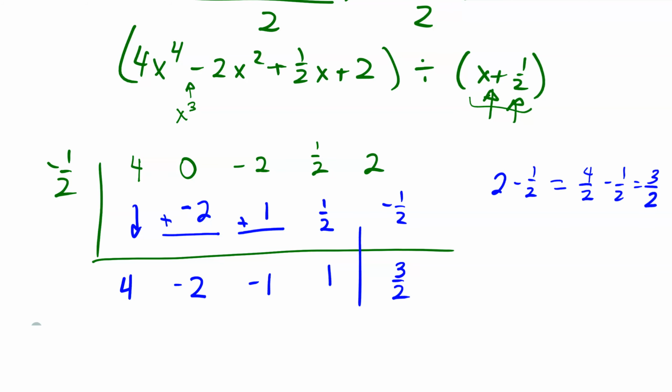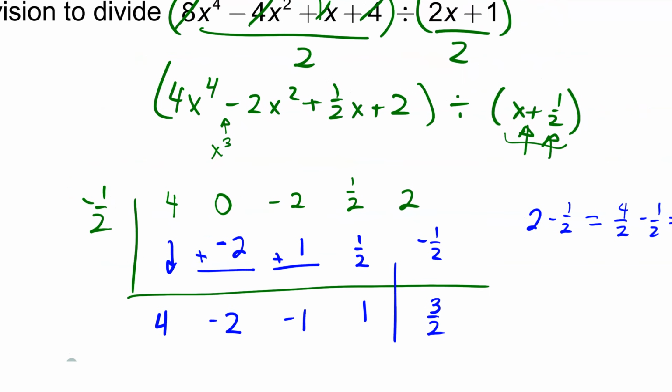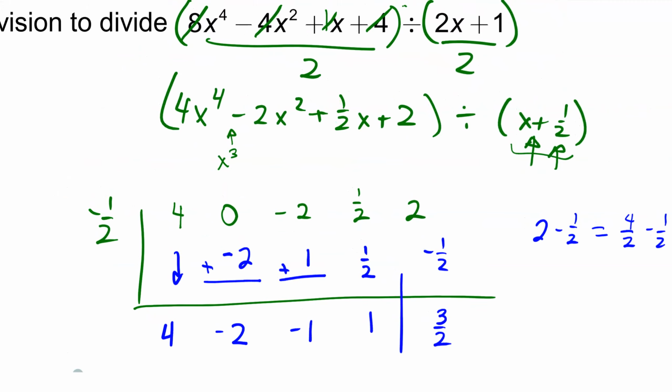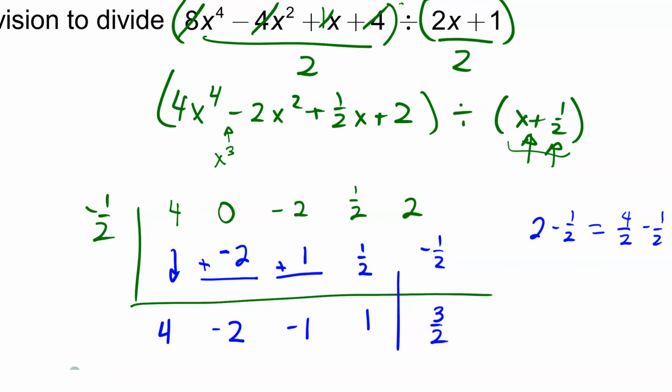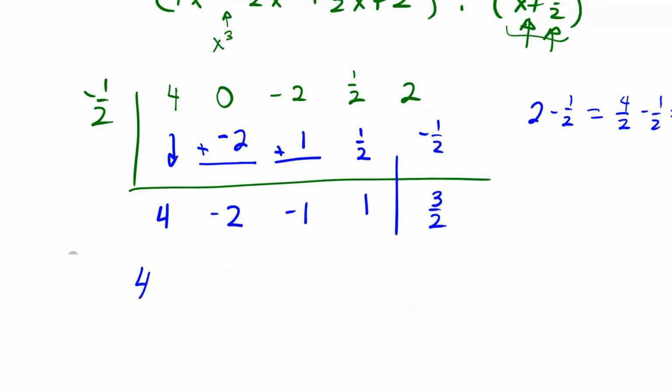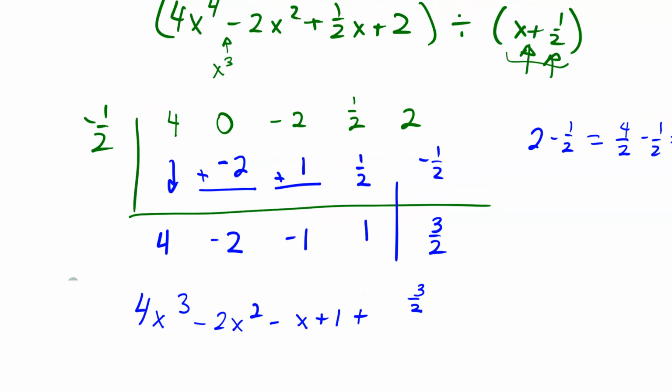So I have a remainder, and it's a fraction. This one is probably the hardest we've done so far. Okay, so I start with the fourth, so I subtract 1, and I'll start with an x to the third term. 4x to the third minus 2x squared minus x plus 1 plus 3 over 2. And remember, I was dividing by x plus 2, so that's what has to go on the bottom, x plus 1/2. Since that was what I was dividing by, that's what has to go at the bottom.